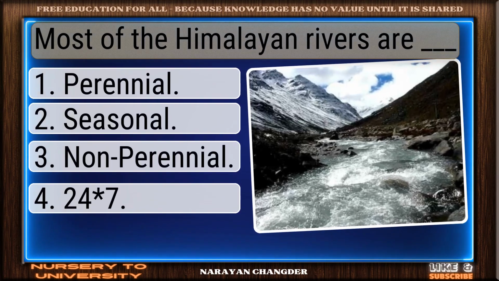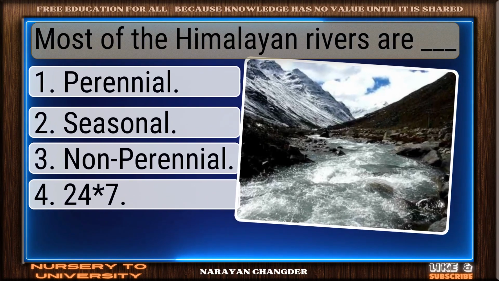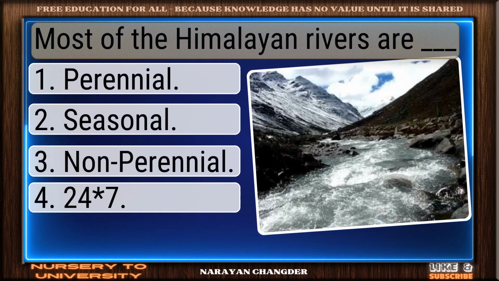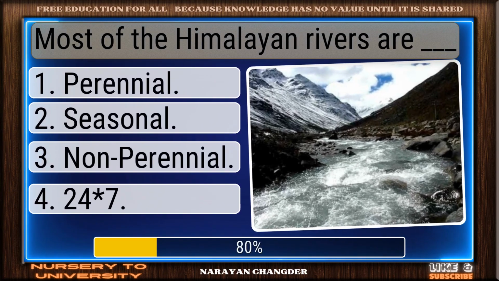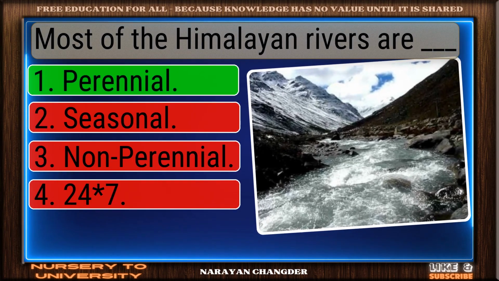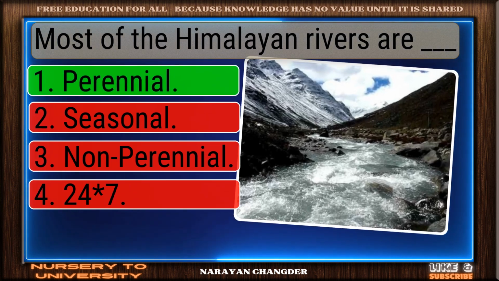Question number 21. Most of the Himalayan rivers are dash. Excellent. Perennial is a brilliant choice.